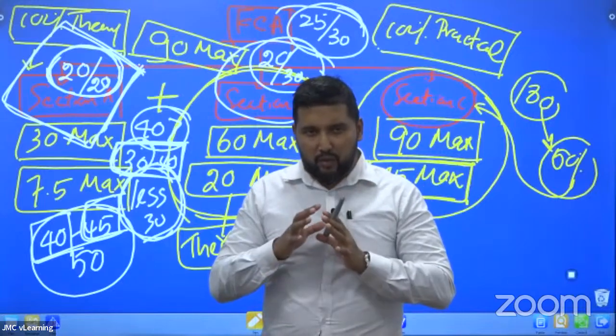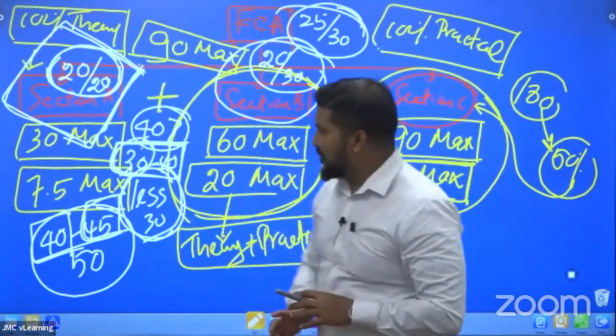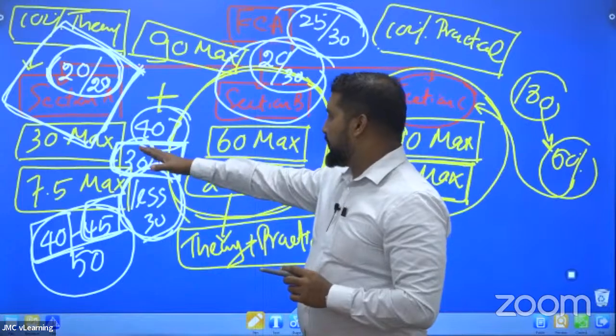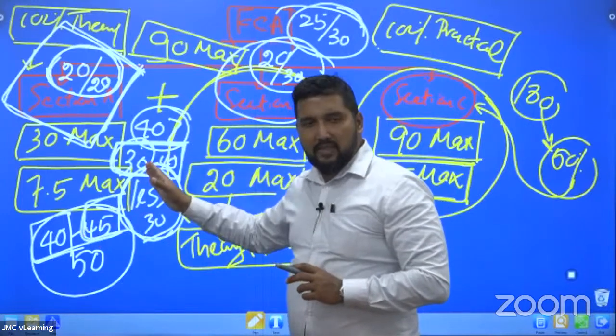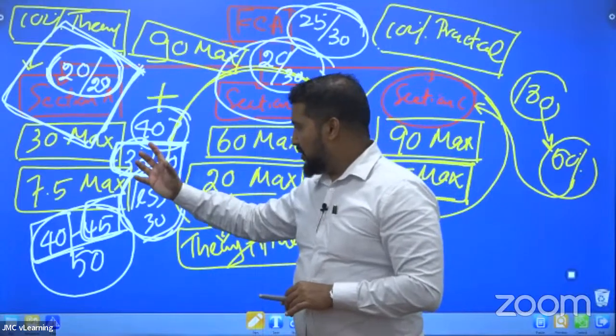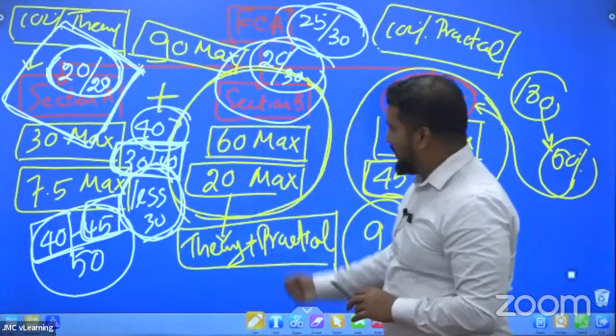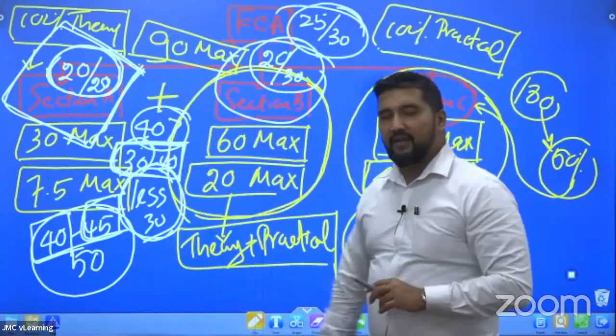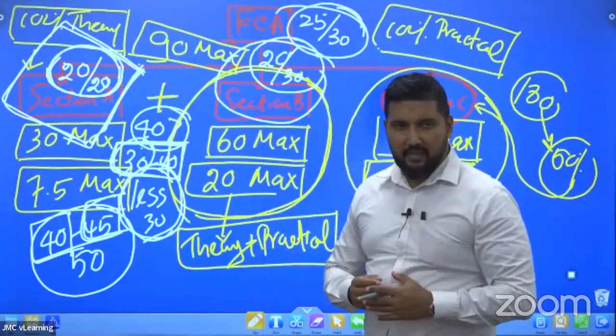So if you want to get out yourself from the danger zone, you should score minimum 40 or plus. Agreed? So if you can score 40 or plus, I should say you should not worry about the final result. You will be definitely passing the exam.